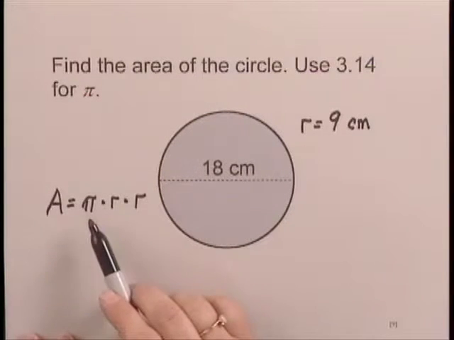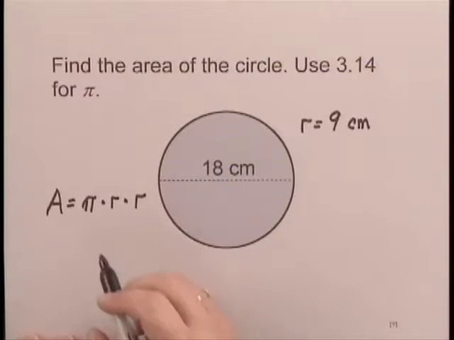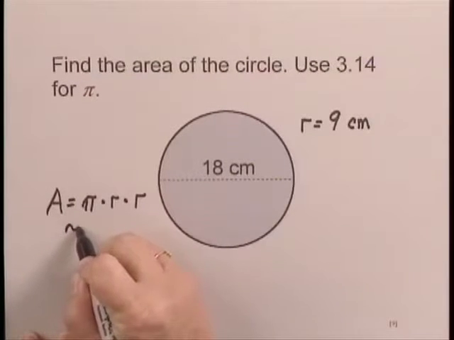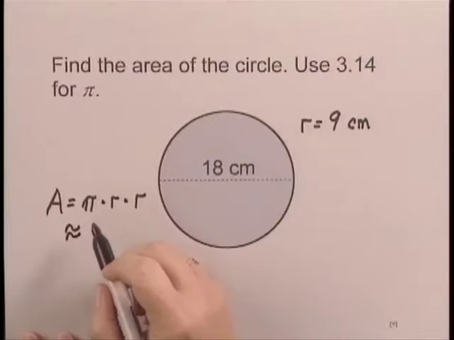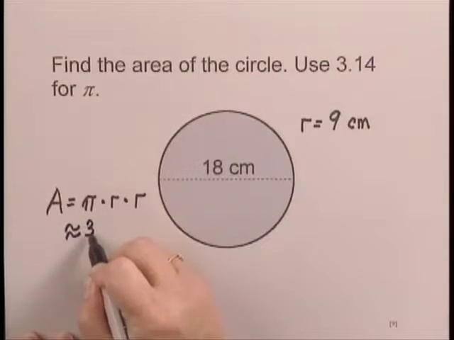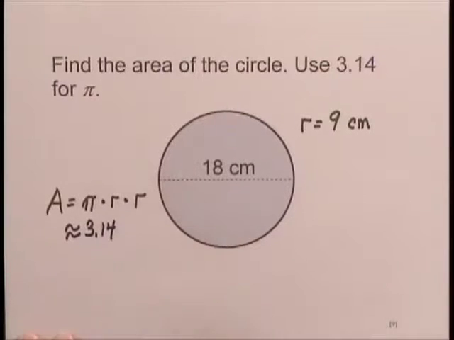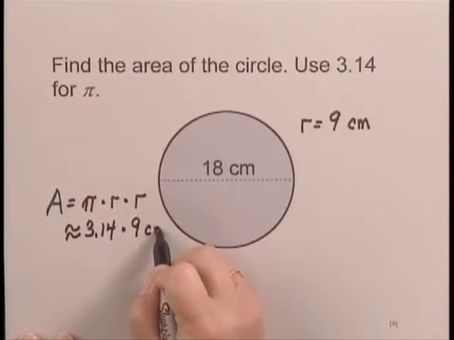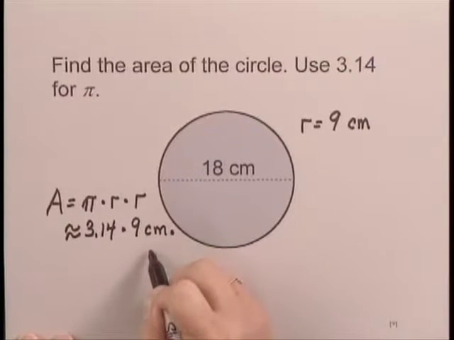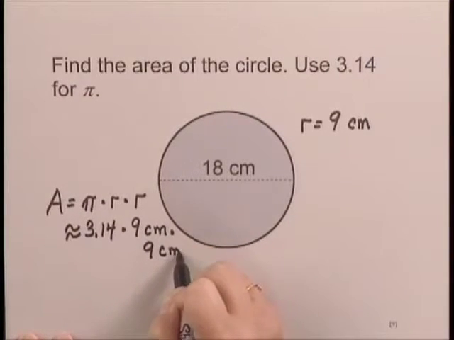We're going to replace pi by 3.14. That is an approximation, so for this step I will use an approximately equal to sign. Pi is approximately 3.14. r is 9 centimeters times 9 centimeters, substituting 9 centimeters twice.